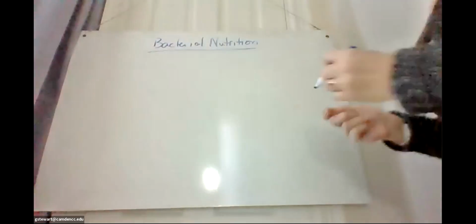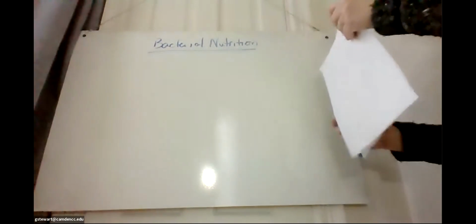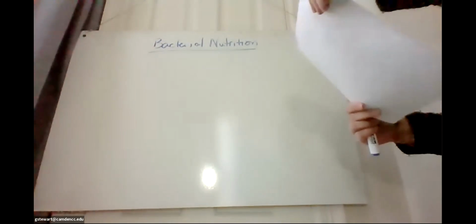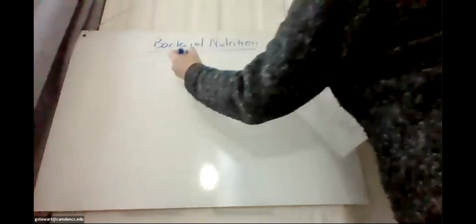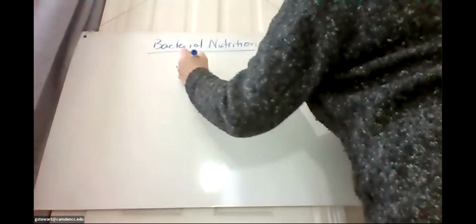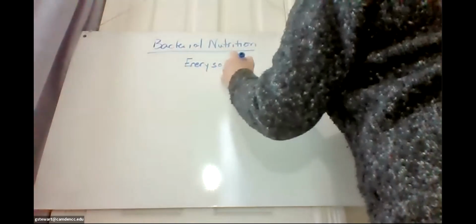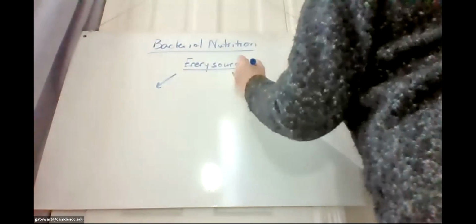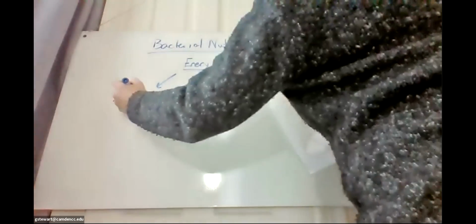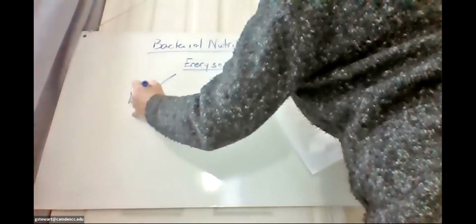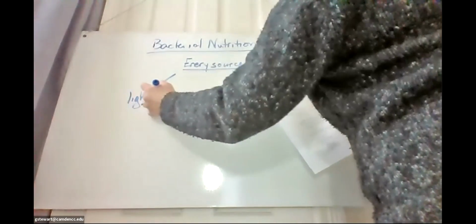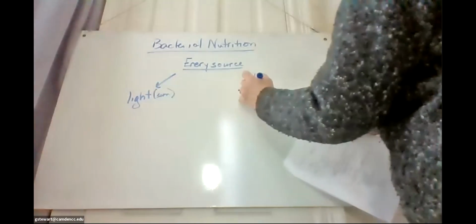So bacteria are the most diverse as far as nutrient obtaining than any other organism on the planet. So we usually divide it up into, first and foremost, what do the organisms use for energy? And your choices for energy source are either going to be light energy from the sun or chemical energy.